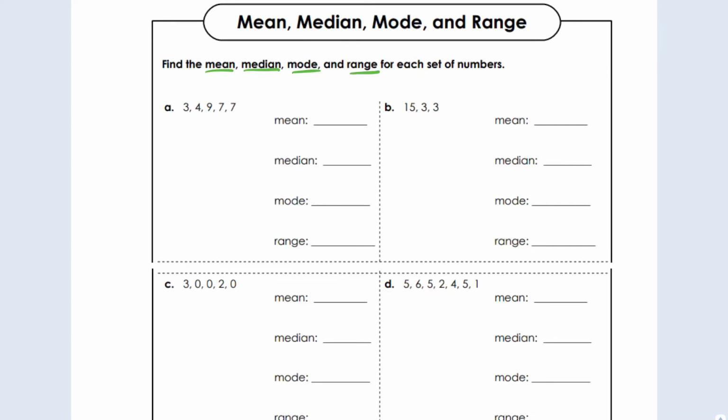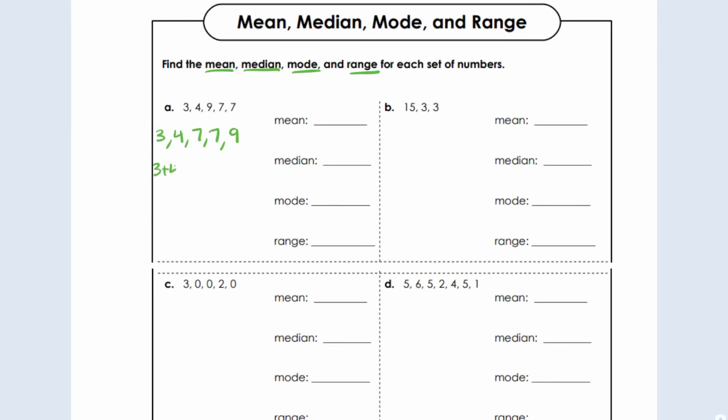Sometimes they're given to you that way, sometimes they're not, so it's always good to check. So 3, 4, 9, nope, that's not in order. So we're going to rewrite it. 3, 4, 7 should come next, and then 9. Okay, let's go ahead and calculate the mean.